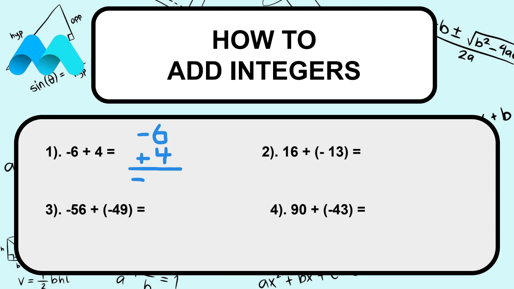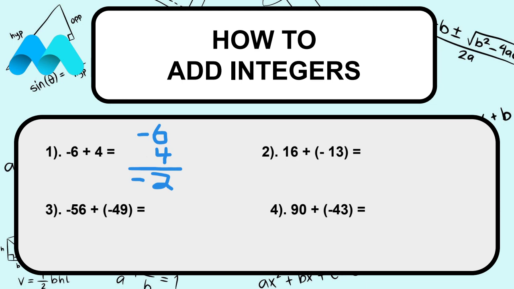And then the last thing I have to do is now find the difference between the two numbers. So because I'm looking for difference, which is subtraction, I'm erasing the plus sign because I don't want to get confused. So here it's just 6 minus 4, and 6 minus 4 is 2. And we've already brought down our negative sign, so we know that negative 6 plus 4 is negative 2.